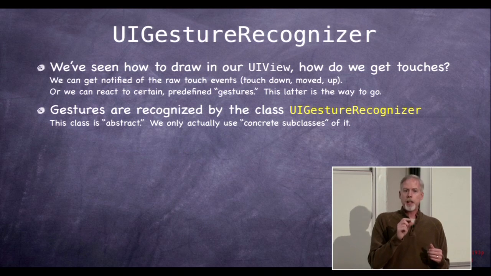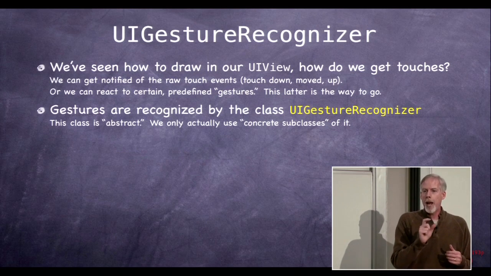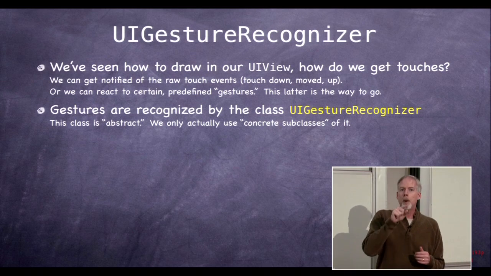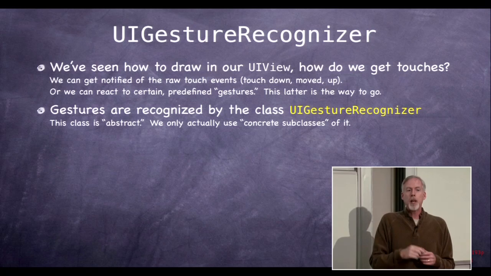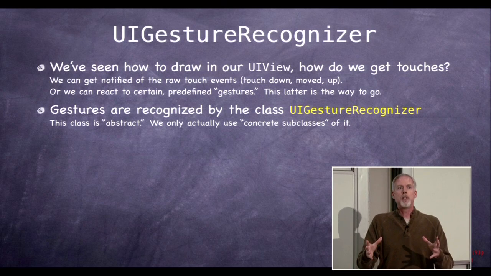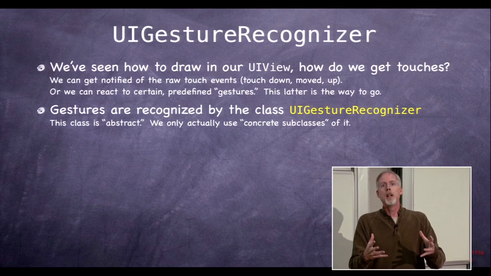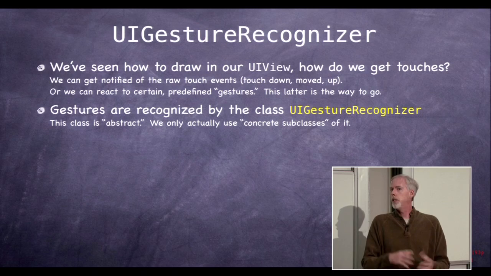And when it recognizes a pattern of touches that matches the kind of gesture it is, like a pinch or a swipe or a pan or a tap, then it sends messages to its handler, the gesture recognizer's handler, we'll talk about that, saying, oh, this gesture is happening, and then you can respond to it. It's as simple as that, okay?